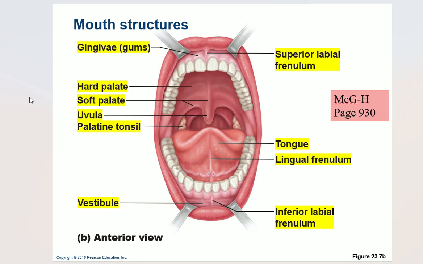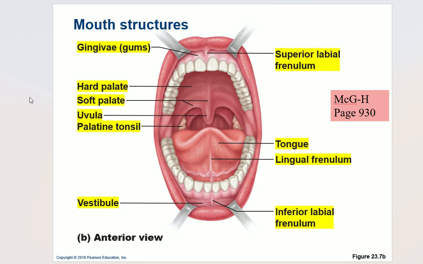But gingiva, the gums, they should be pink. If they are a pale color, then you're probably a little bit anemic. And if they're red or bright red, they're probably infected, and that's what we call gingivitis.